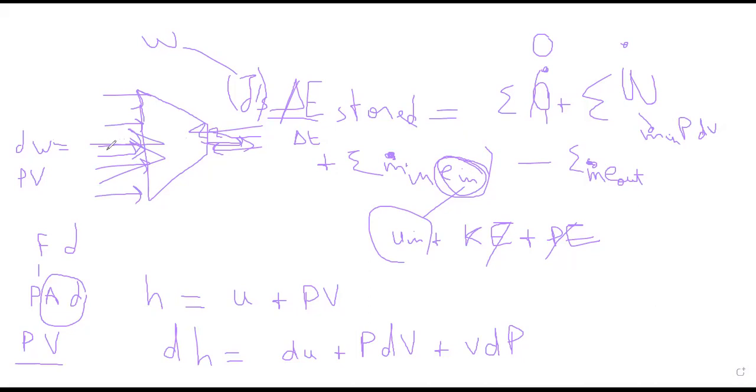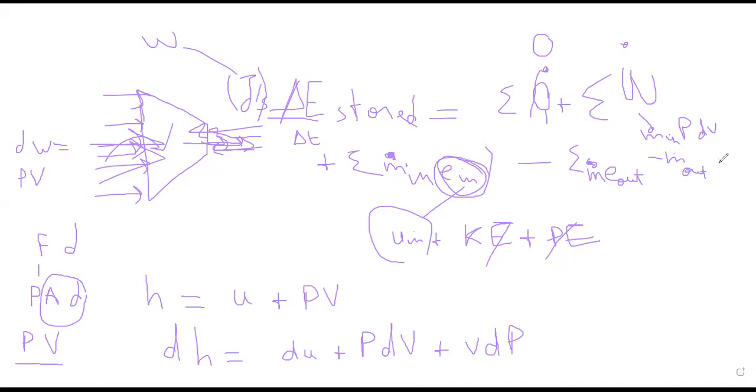So this will lead to a work done on the system. While on the exit, you have pressure forces opposing the flux that is going out. So we'll have a negative work. So you should do minus m dot out PdV, and of course you integrate to get the total work.